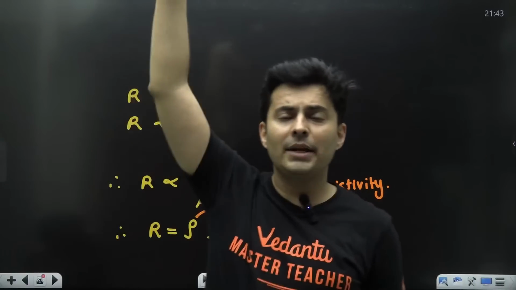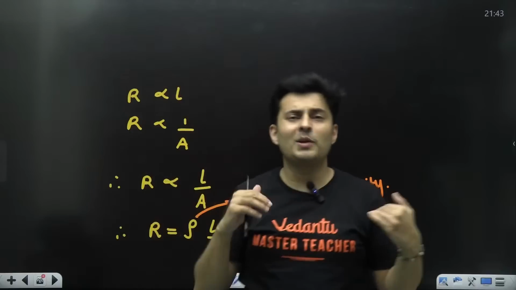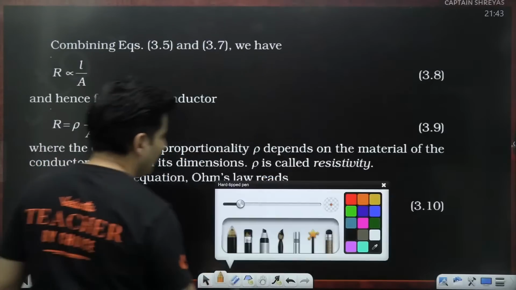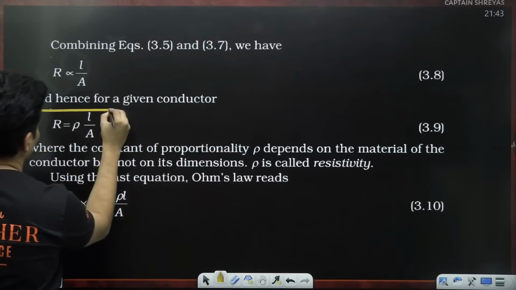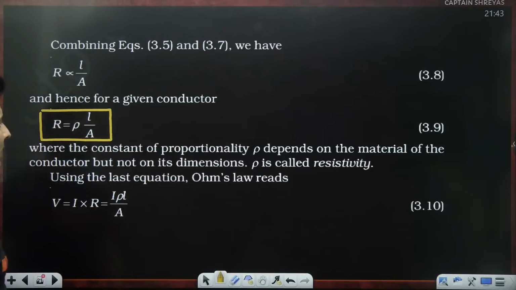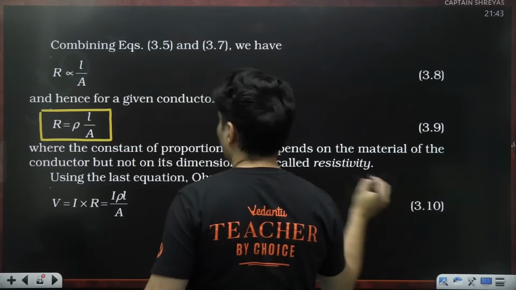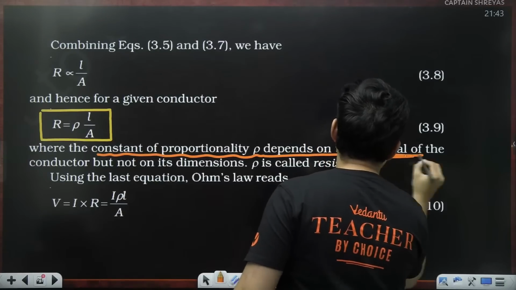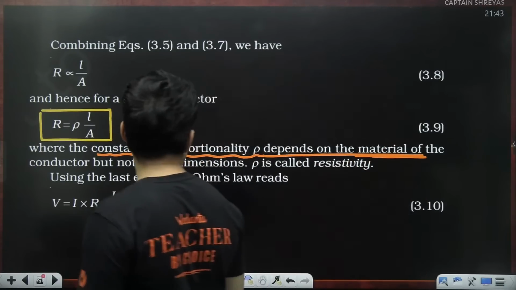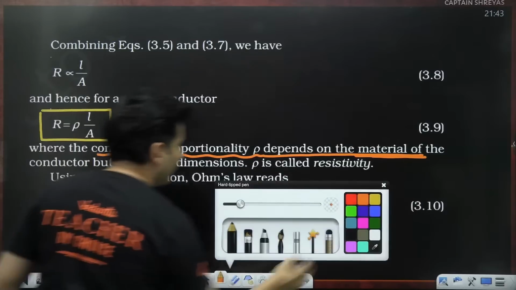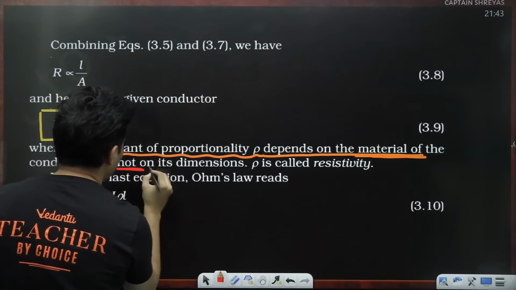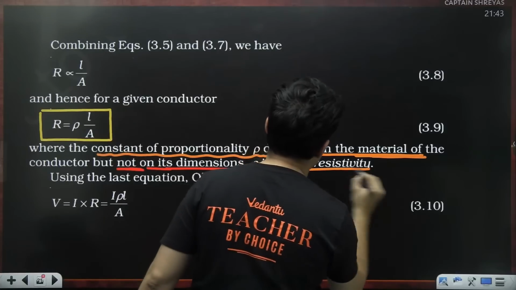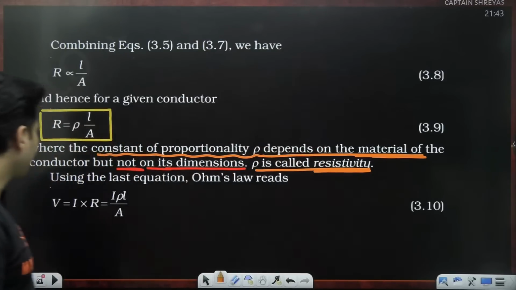If I take a wide copper, maybe the resistance will go down, but resistivity will still remain the same. That is what they have written down right over here. So this is a very, very important formula, guys. R is equal to rho L by A, and this constant of proportionality rho depends on the material, like I said, whether it is copper, aluminum, etc. of the conductor, and very, very important, not on the dimensions. And this rho is basically called resistivity. Okay, that is what it is.